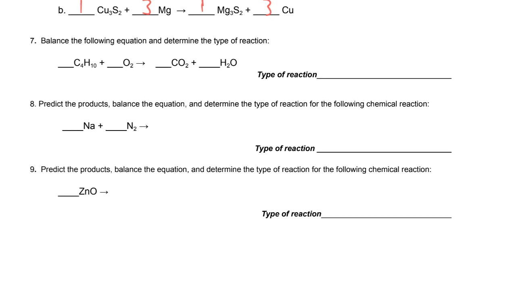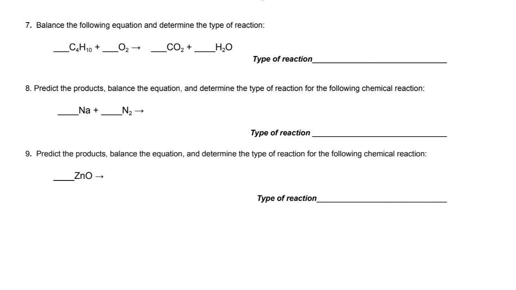Balance the following equations and determine the type of reaction. So more of the same. We've got a combustion because you've got a hydrocarbon reacting with oxygen to make CO2 and water. To balance the carbon, I should put a 4 here. To balance the hydrogen, I should put a 5 here. Now I'm up to 9 oxygen. Wait, not 9. I'm up to 13 oxygen on the right.